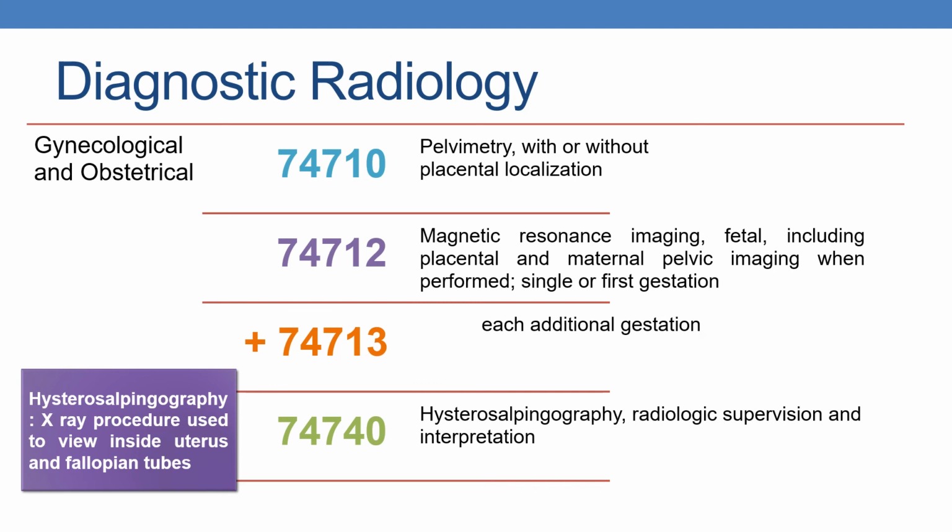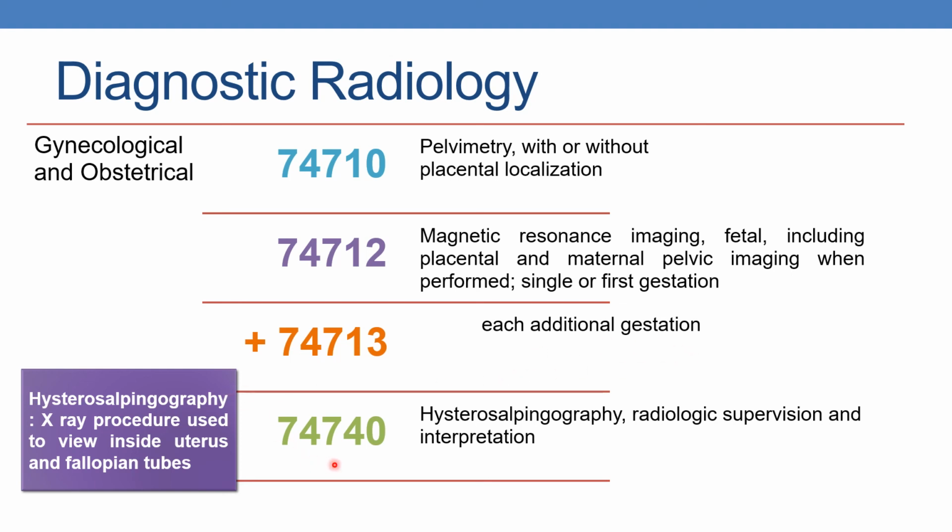Coming to the CPTs of diagnostic radiology, gynecological and obstetrical. The first CPT is 74710, pelvimetry with or without placental localization. The next is 74712, magnetic resonance imaging, fetal, including placental and maternal pelvic imaging when performed, single or first gestation. The next is add-on code plus 74713, MRI, fetal, including placental and maternal pelvic imaging performed for each additional gestation.